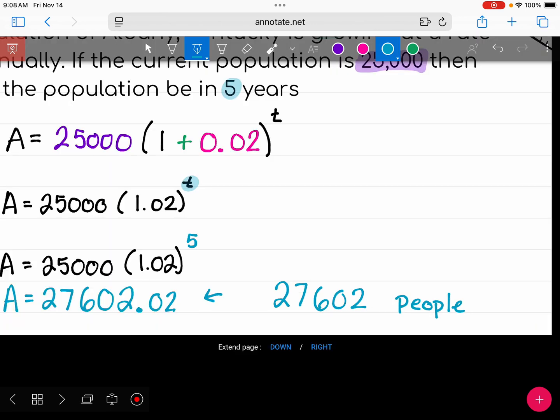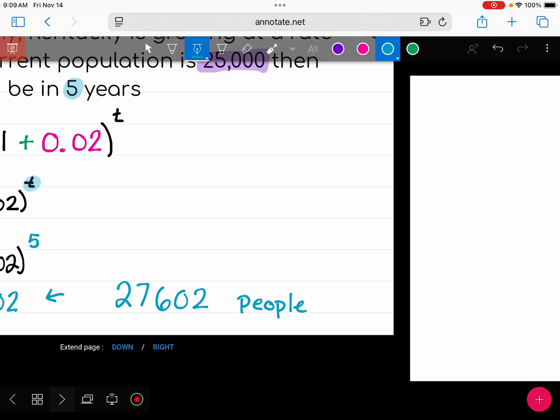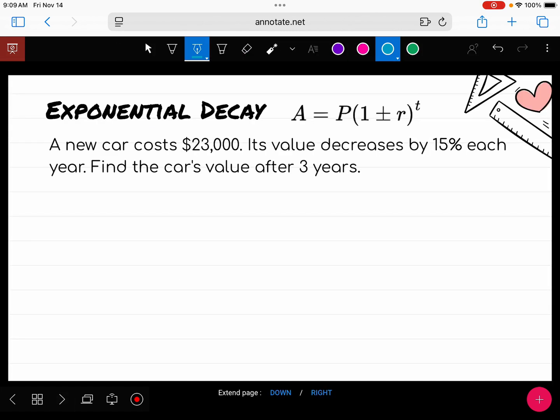Questions on this first one? Sure. I told you, it just takes us longer to write them than it does to do the math on them.